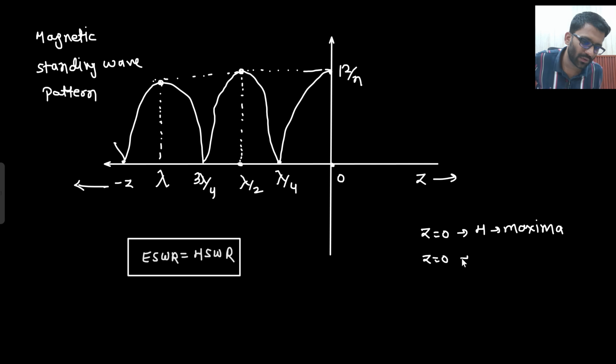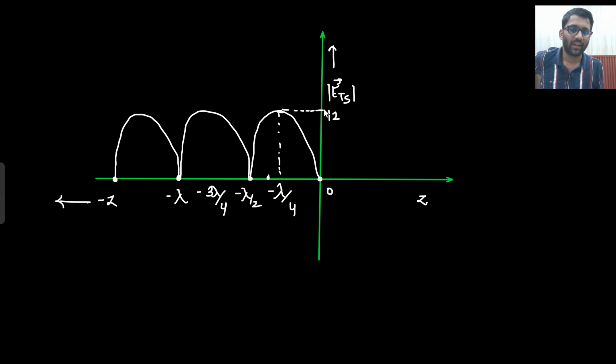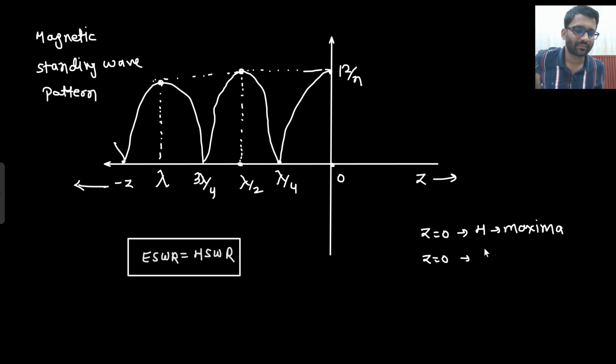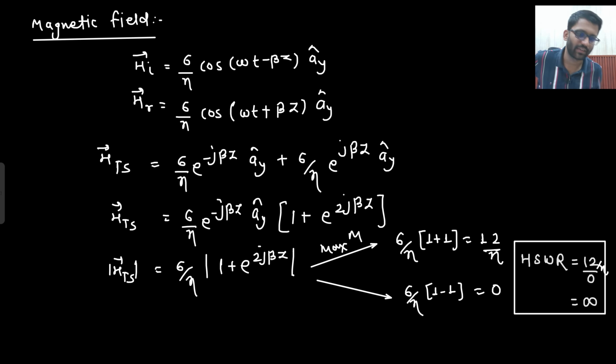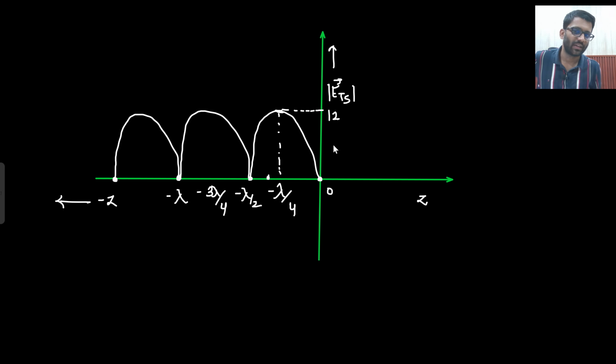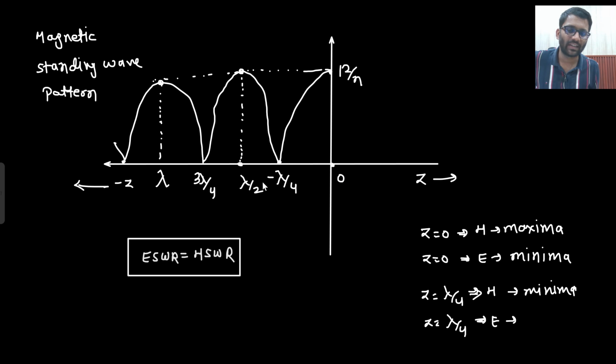At z equals 0 you are having E minima. You check it. At z equals lambda by 4 you are having H minima, and at z equals lambda by 4 you are having E maxima. You can check it. Although these are negative, I will do the calculation in plus only, but this is a negative, so I can put a negative sign here.